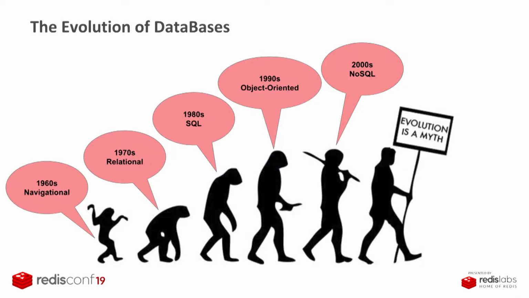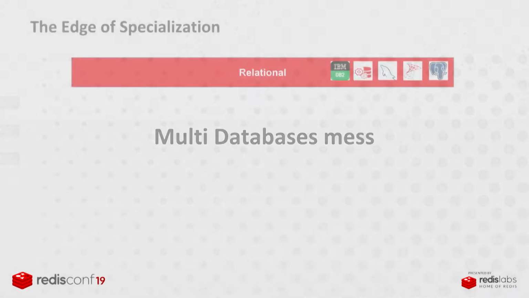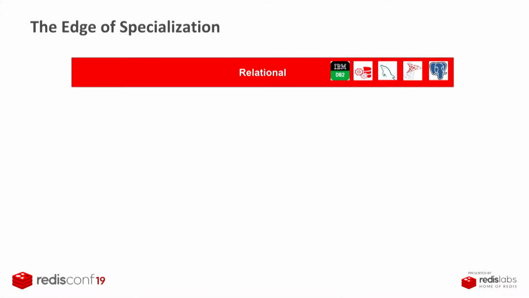But the evolution is kind of a myth, as you can see. If you look today at the way people are building their applications in the area of NoSQL, there is this edge of specialization. Now you're starting to see different models, different databases. Obviously, you still see the relational database controlling the market, and most of the applications are modeled using relational databases because it's easy and most people know how to use it.